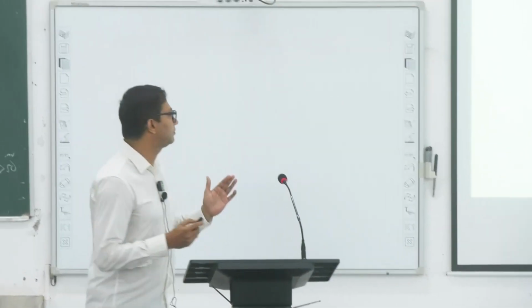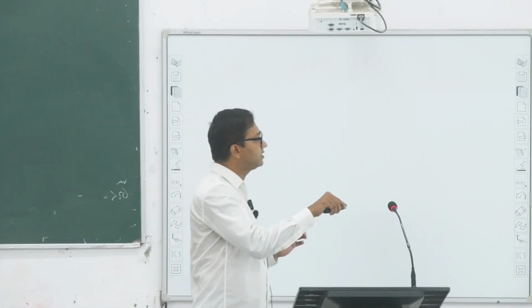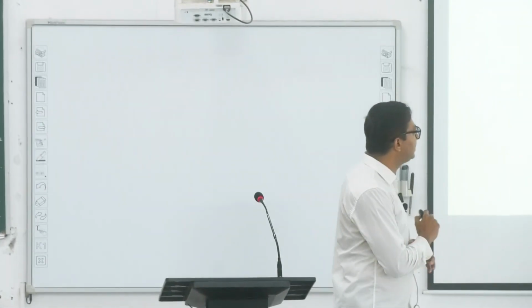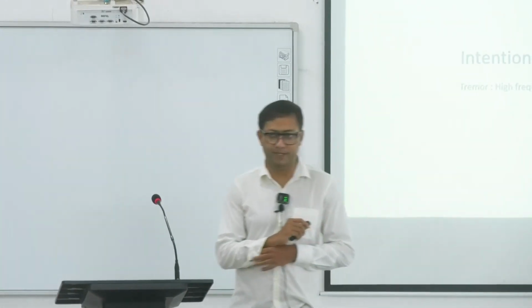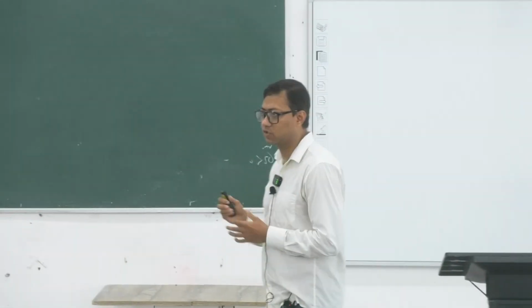What is tremor, by the way? Tremor is defined as high frequency intermittency in the resistance of movement. High frequency intermittency in the resistance of movement is called tremor.